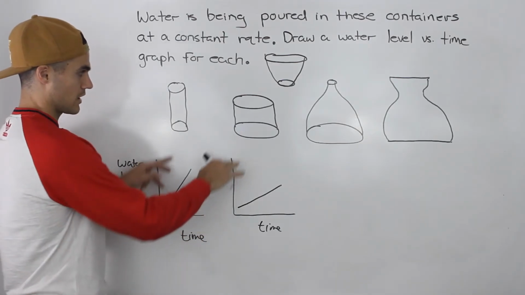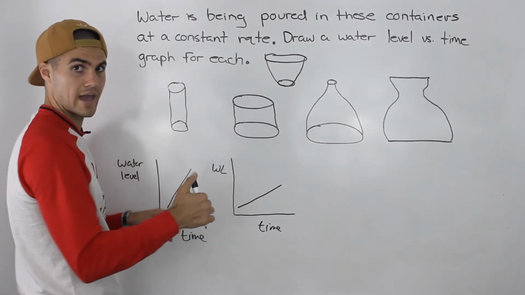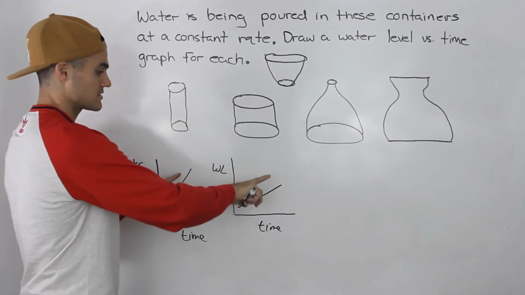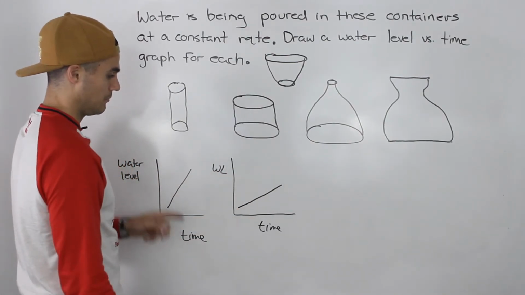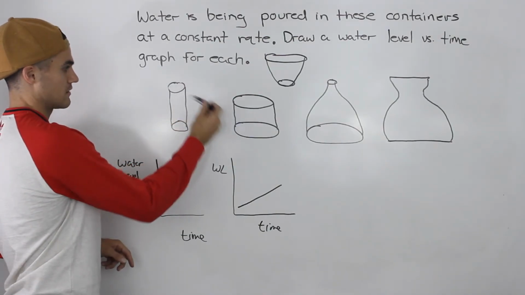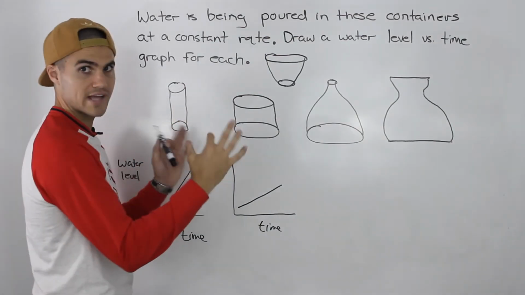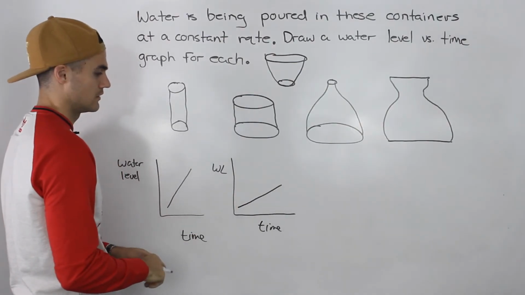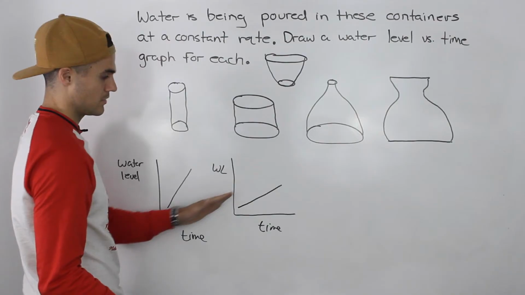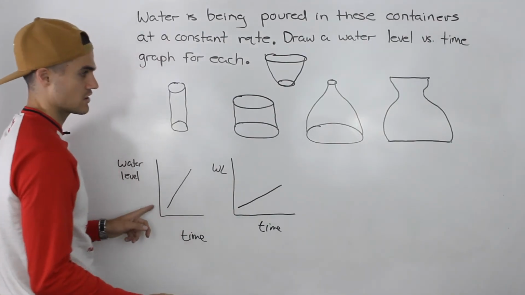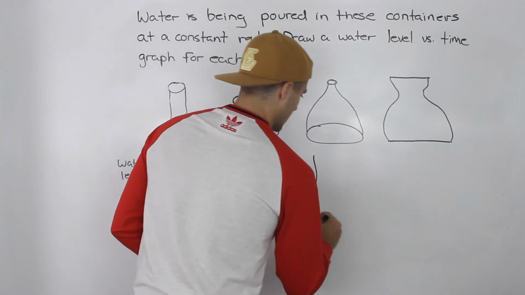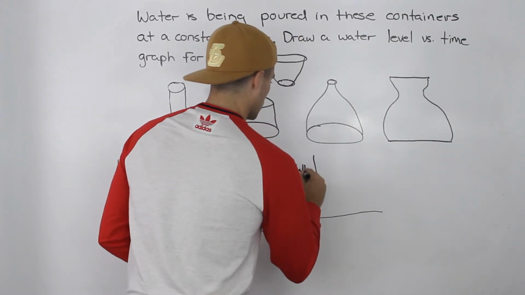Both of them are increasing their water levels at a constant rate, so they're both lines that are positively sloped, but this one is filling up a lot faster than this one because this one has more diameter to fill. So the rate of change of this one is constant as well, but it's going to be a smaller rate of change than this graph here. Okay, now what about this container?